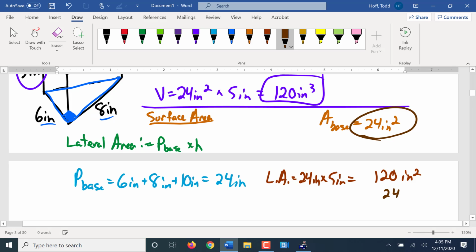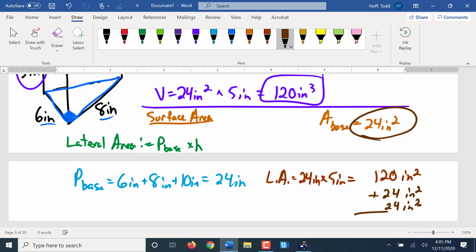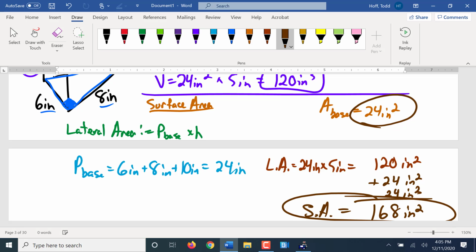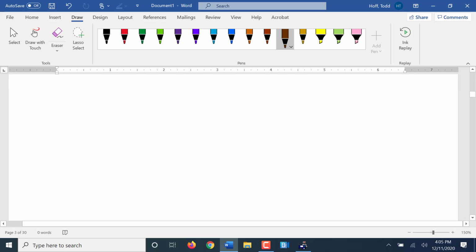Add the 24. Perfect. And we do it twice. So what, 168 is the surface area. Well, I rushed through that one because I wanted to make sure we had time to get to these last two.